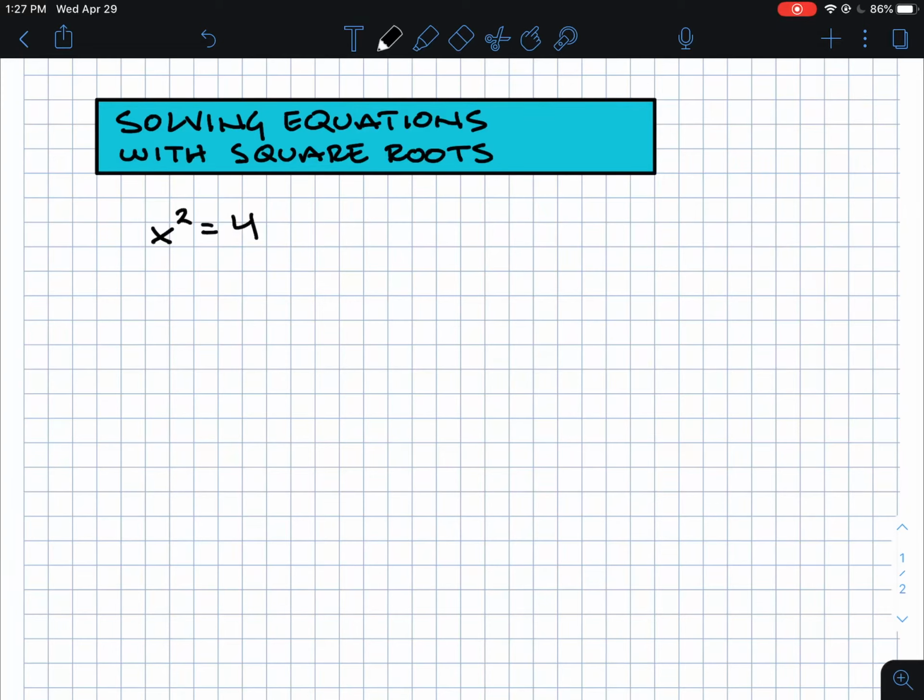Hey y'all, next up on our list of skills we need to learn is solving equations with square roots.